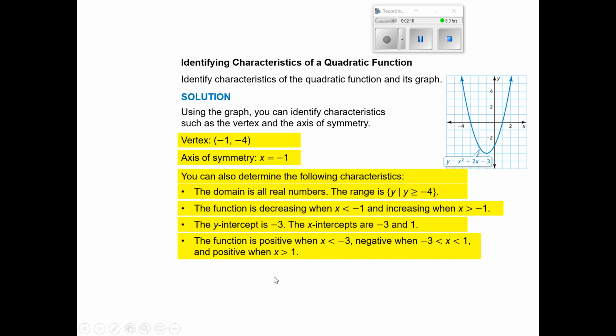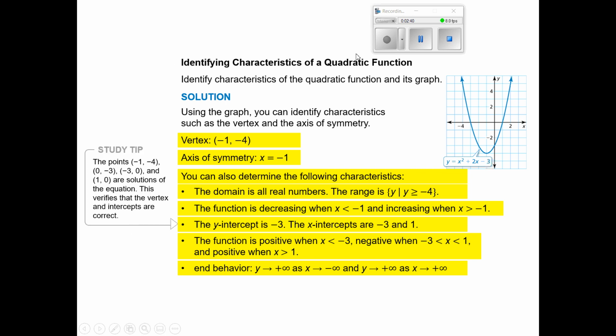Okay? For the end behavior, as x goes to negative infinity, y is going to positive infinity, and as x goes to positive infinity, y is also going to positive infinity. All right.